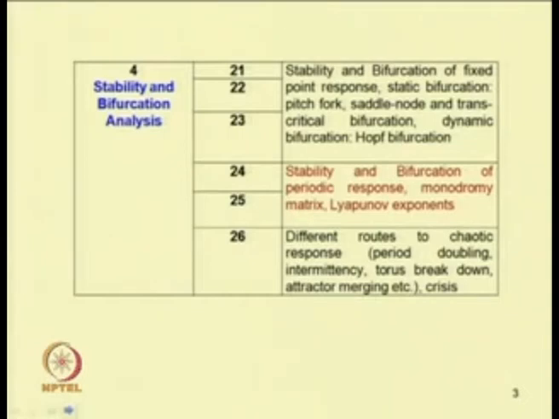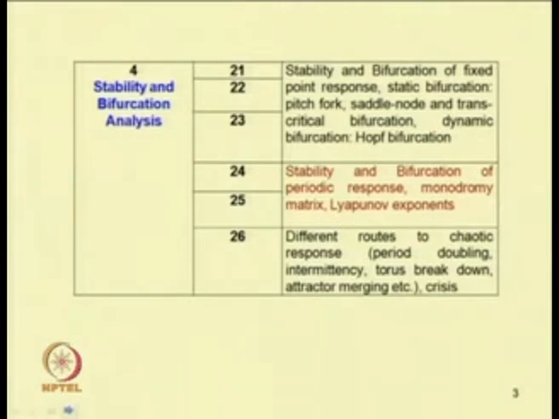There we will study the static bifurcations, in which I will tell you about the pitchfork, saddle node, and transcritical bifurcations, then the dynamic bifurcation, that is Hopf bifurcation. And the next 2 classes we will study stability and bifurcation analysis of periodic responses. Here we will study the monodromy matrix, Floquet theory and Lyapunov exponents.